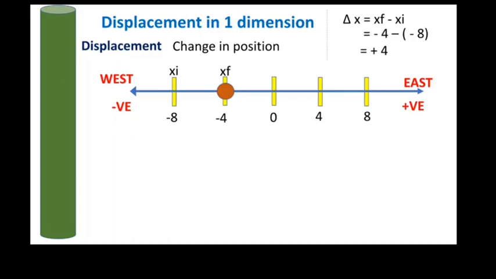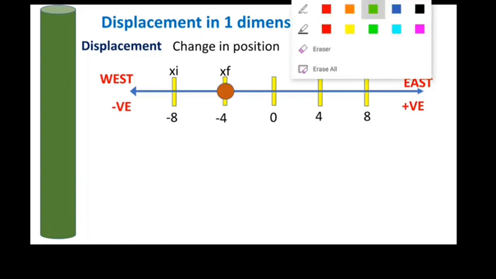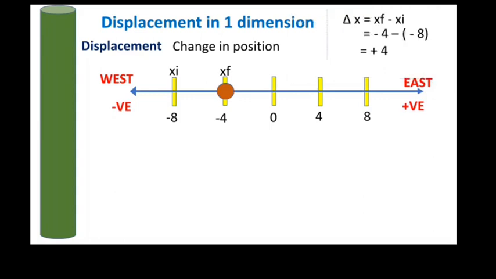Now, the +4 tells me that I have moved in the positive direction. So this positive here means I have gone in this direction, which is the same as the what? The east direction. Okay, so positive movements mean I have moved east. If the answer had been a negative, then the sign would have told me I've gone west.